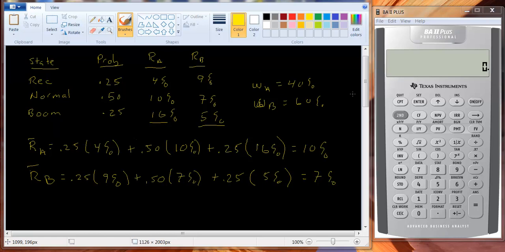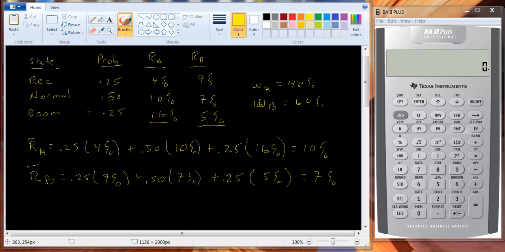In the previous tutorial, I talked about portfolio variance for a two-security portfolio. And here I want to do a numerical example. I've already written out the problem here. We have three states of the world, we have two securities, A and B, and we have probabilities assigned to each state of the world.